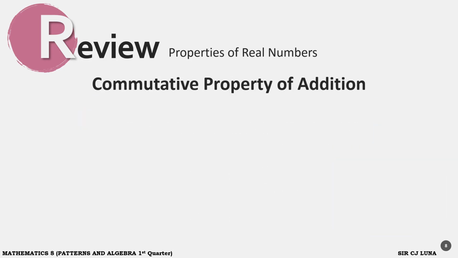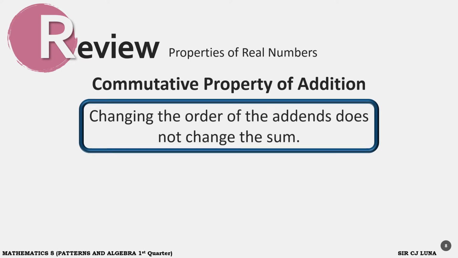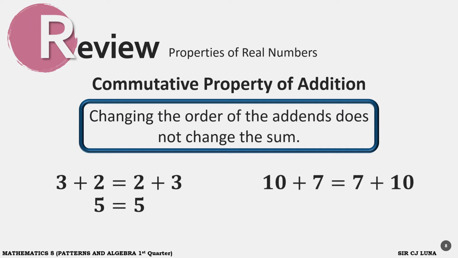And lastly, we have the commutative property of addition. Changing the order of the addends does not change the sum. For example, 3 plus 2 equals 2 plus 3, and they are both equal to 5. 10 plus 7 is equal to 7 plus 10. That is 17 equals 17. So again, no matter how you change the order of the addends, the sum is still the same.